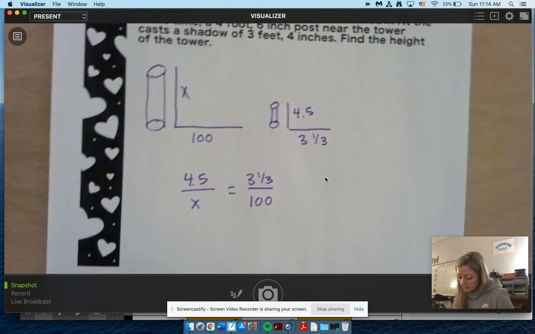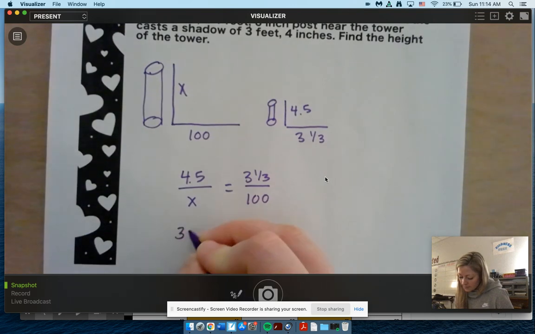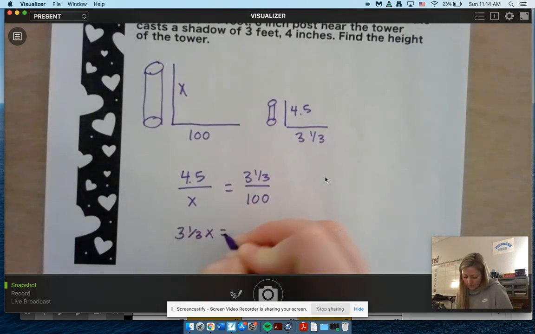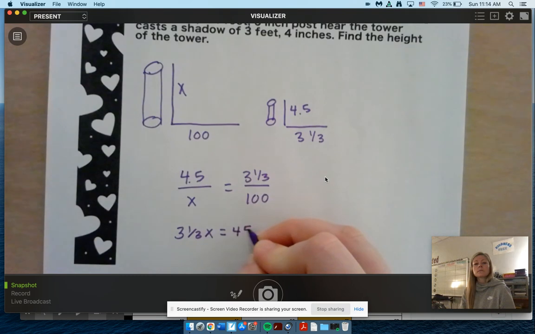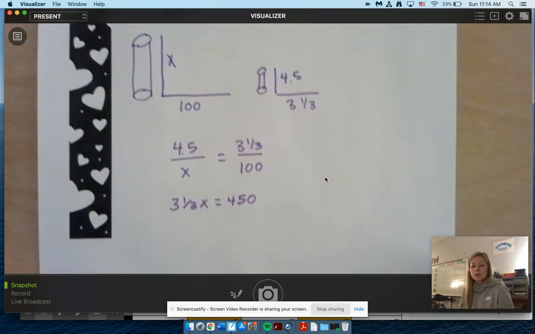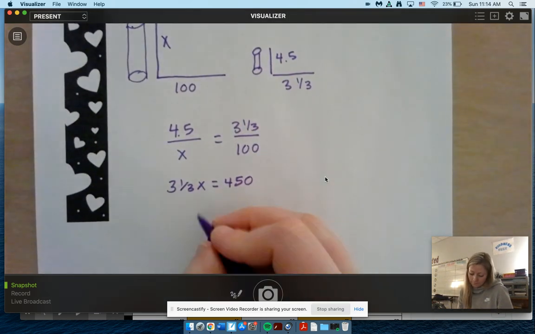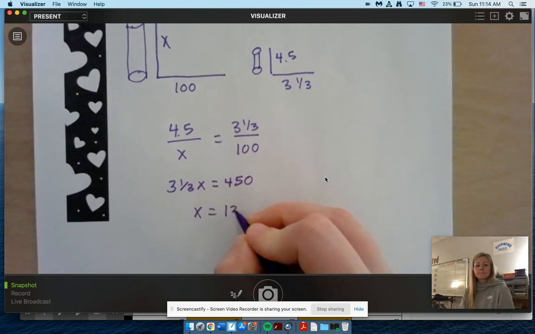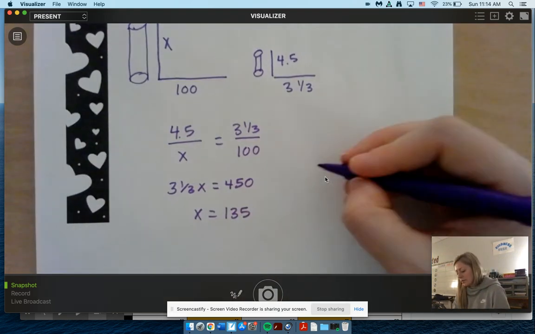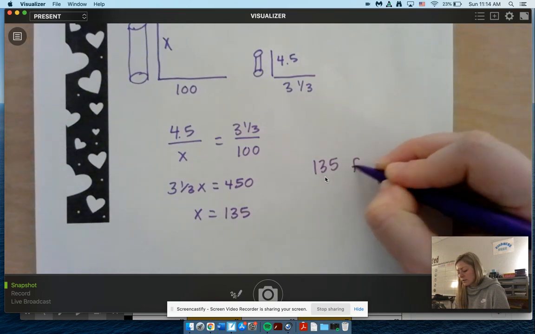So again, cross multiply: 3 1/3 x equals 450. Divide by 3 1/3, 135. So our tower is 135 feet tall.